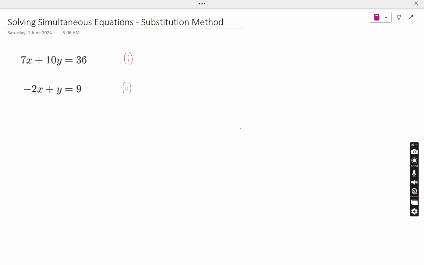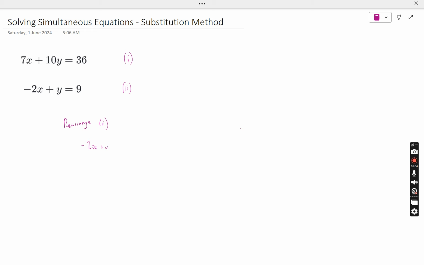Next part, the idea of substitution is that we want to rearrange one of these equations and then substitute it into the other one. So if I have a look at equation 2 here, if I'm trying to get y by itself, all I need to do is add 2x to both sides. So I'm going to label my steps down here. I'm going to rearrange equation 2.